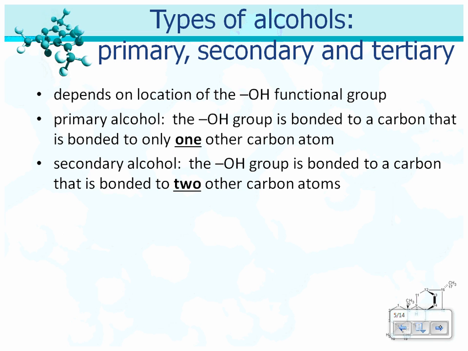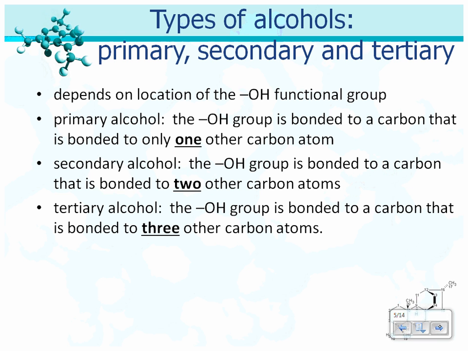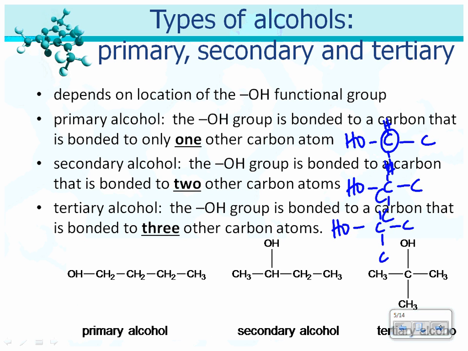Secondary alcohol, the OH group is bonded to a carbon that is bonded to 2 other carbons. So here's your OH. It's bonded to a carbon that has 2 more carbons on it. That means that the only other thing on it is 1 hydrogen. Tertiary alcohol is when your OH group is bonded to a carbon that is bonded to 3 other carbons. So those are your differences.